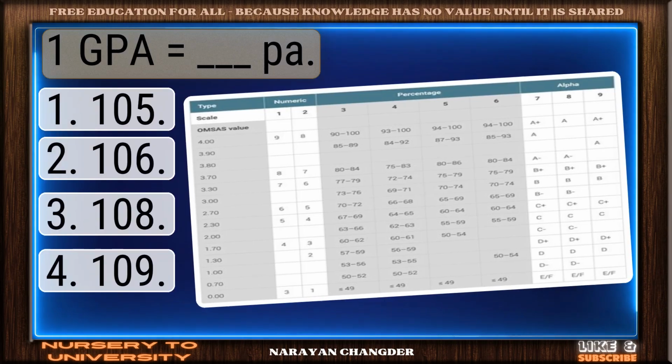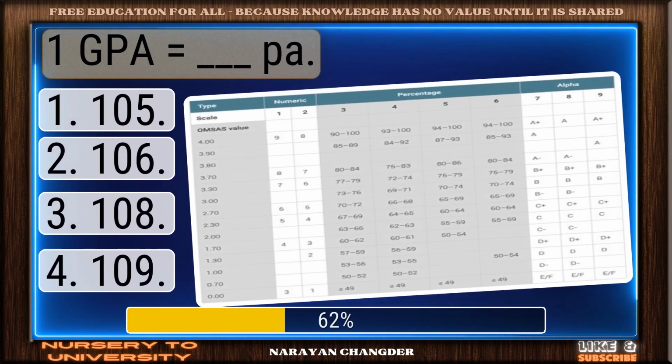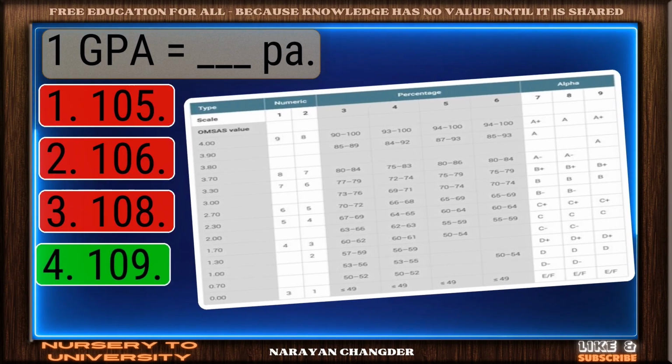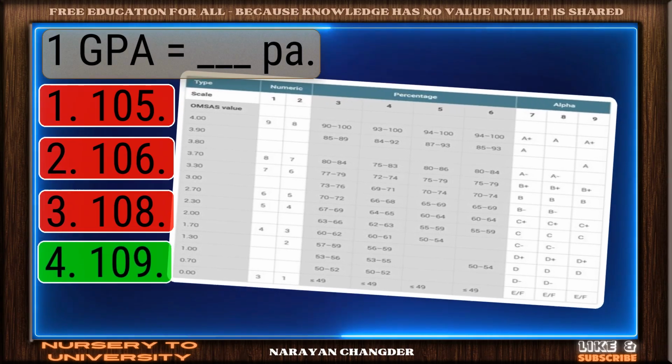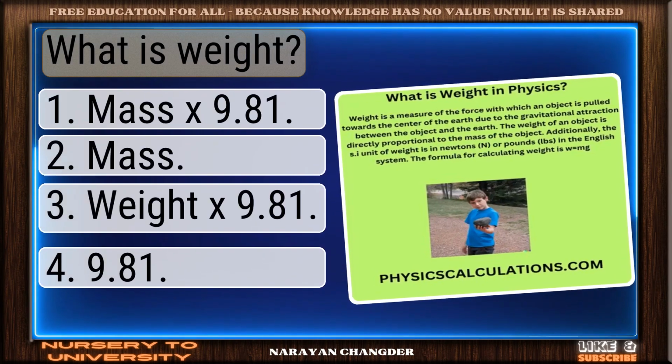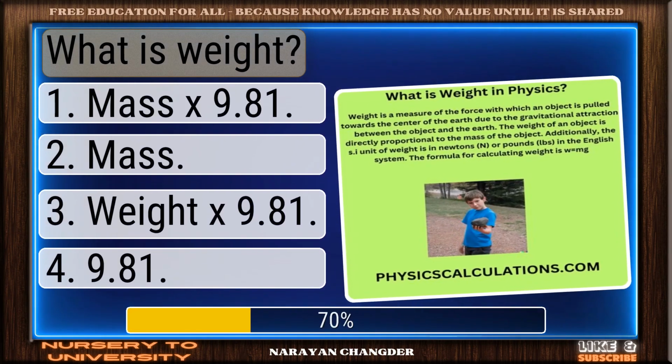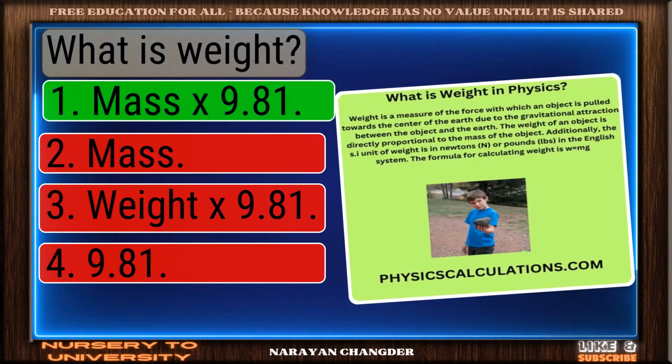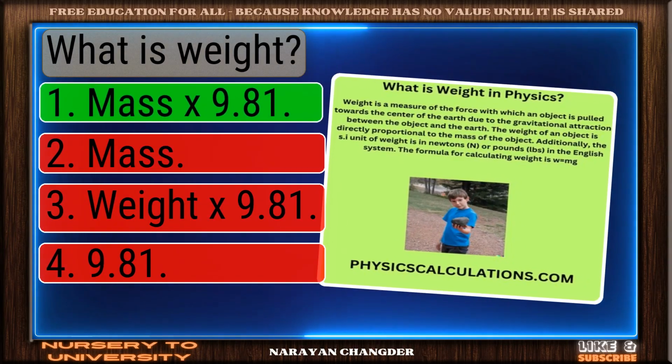1 Pa equal to dash Pa. Perfect. 10^9 is the correct choice. What is weight? Nicely done. Mass x 9.81 is a solid answer.